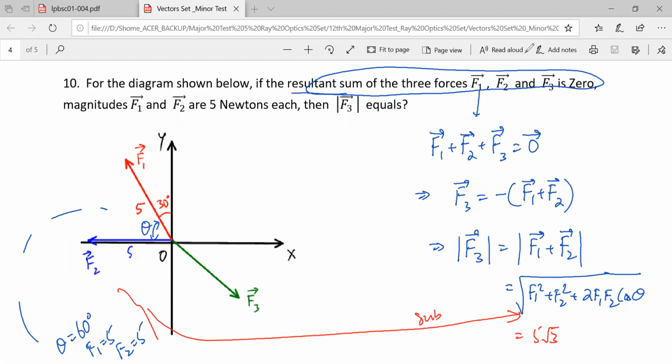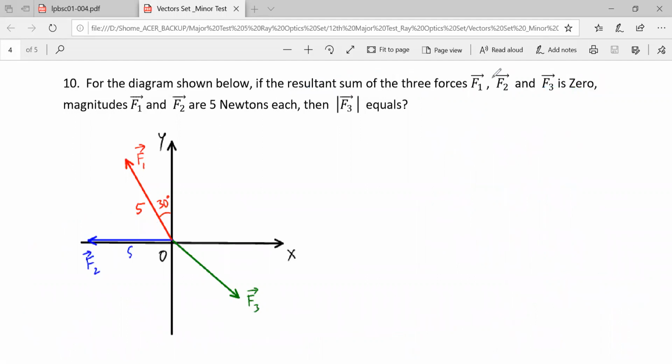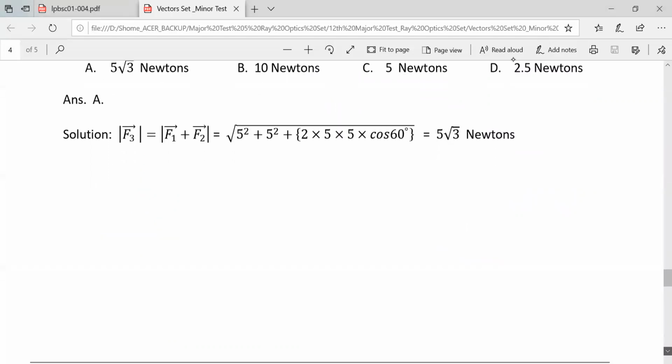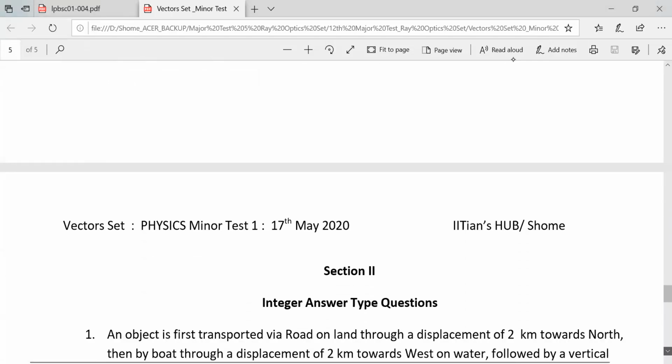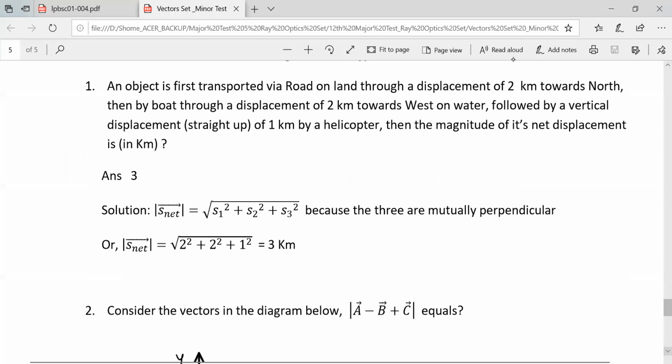Okay, so hope this question is clear, people. Okay, next let's move on to this one. You can see this is also pretty straight.